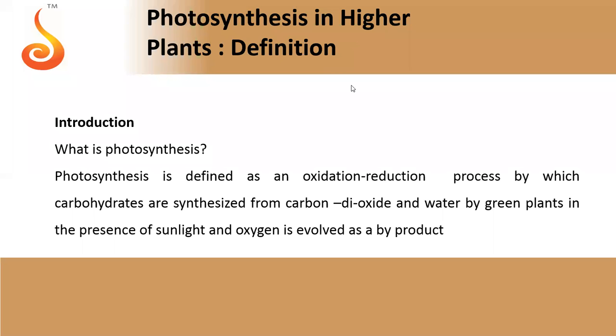Hello everyone. The concept video now is about photosynthesis. Coming to the definition, photosynthesis can be defined as the oxidation reduction process by which the carbohydrates are synthesized from carbon dioxide and water by green plants in the presence of sunlight. And oxygen is evolved as a byproduct. So what does it mean?